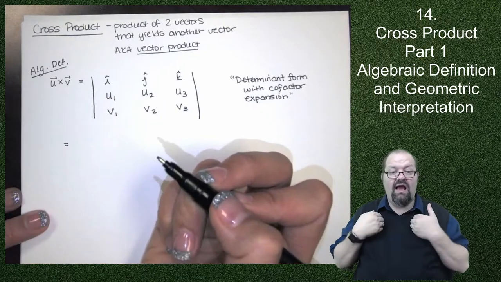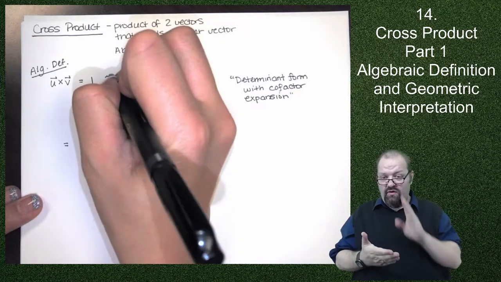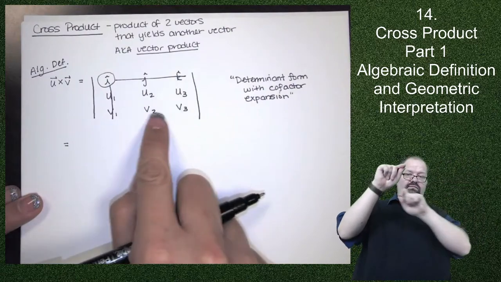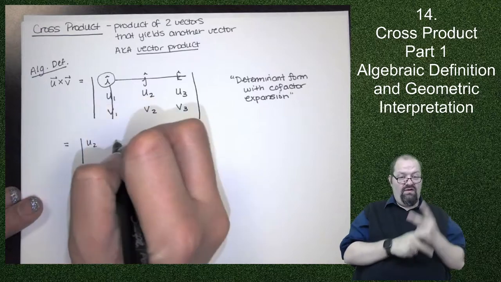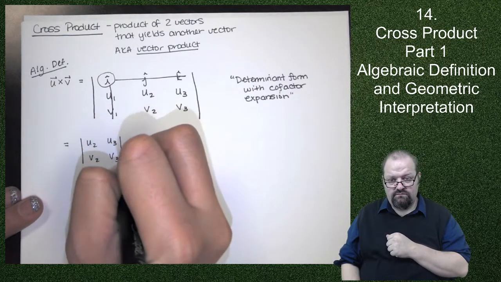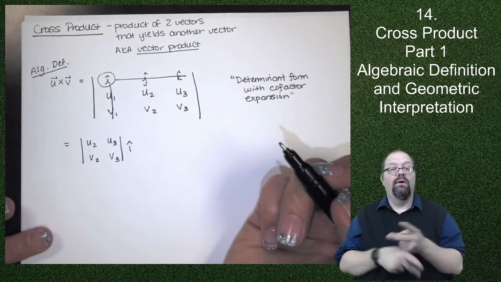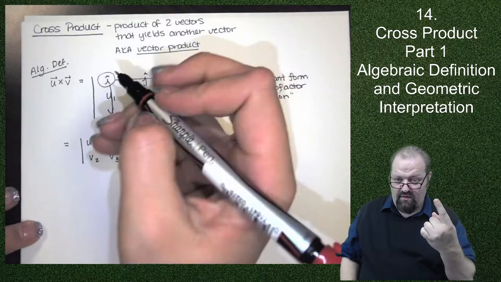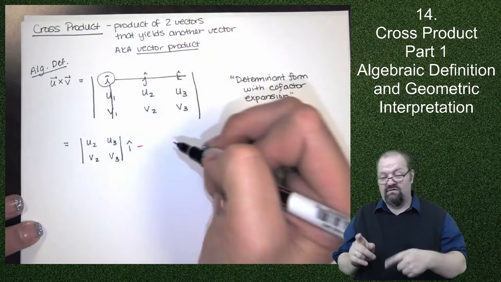To find the first component, you're going to cross out the row and column that contains i hat. So you cross out this row and this column, and you're left with a 2x2. We're going to calculate that 2x2 determinant here, and I'll show you how to do that in a minute. And you multiply by i hat. And then you subtract the next one. The sign alternates, so we start positive, and then we subtract the next one.